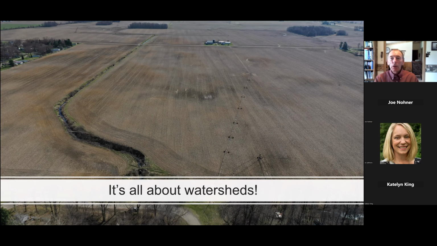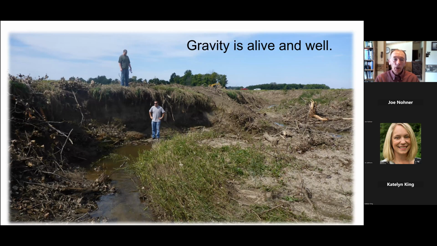And so I say that gravity is alive and well. Water's going to run downhill. If you increase the velocity and the volume through these channels that are not well built to handle that volume of water, and particularly you see this often with urban streams where you increase the impervious surfaces, that changes the whole hydrology of that stream, and you can have huge effects on the stream banks.